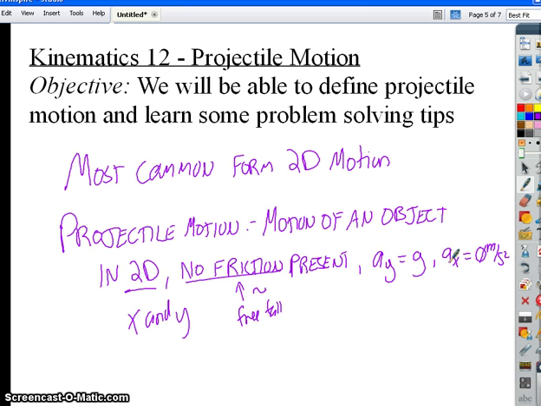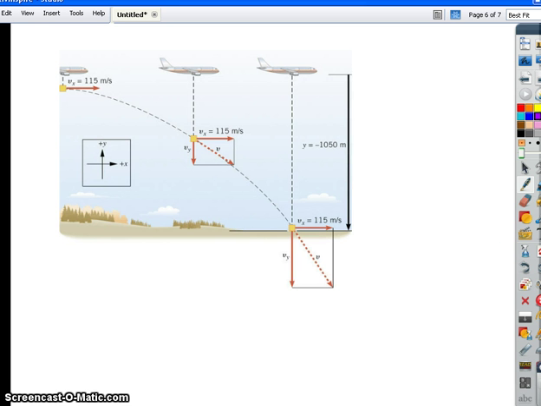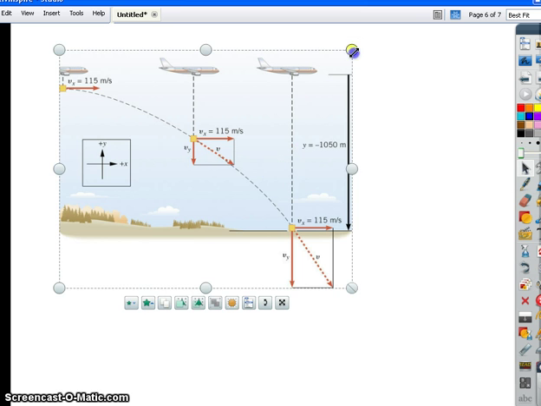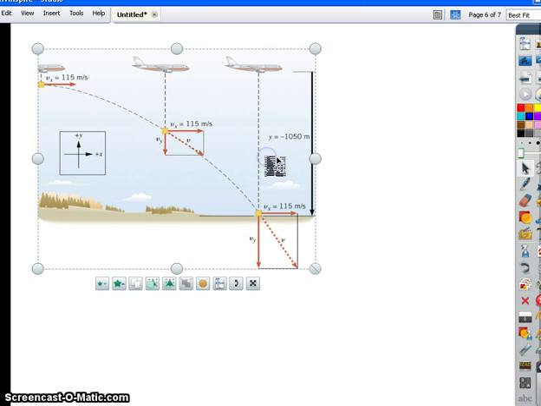So let's look at the most common type of projectile motion question, as far as AP Physics goes, the most common problem we're going to see, in whatever situation. In this one, it's a plane, okay, but it doesn't matter. So we have a plane. This plane has a package. This package is going to get released from the plane. Okay, this plane is going 115 meters per second.